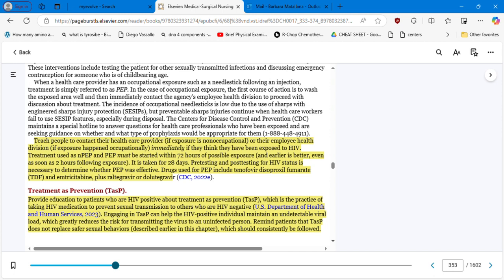That's the most important part. If you had contact with blood or any fluid of an infected patient, you need the PEP to be started within 72 hours, within 3 days, of possible exposure, and early is better, even as soon as 2 hours following exposure. The latest is 72 hours. It is taken for 28 days. Pre-testing and post-testing for HIV status is necessary to determine whether PEP was effective.